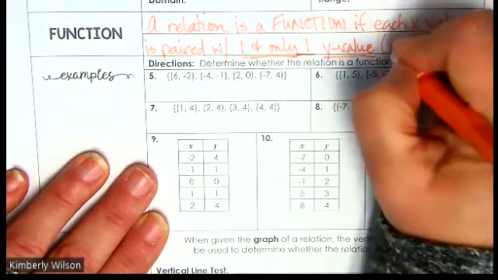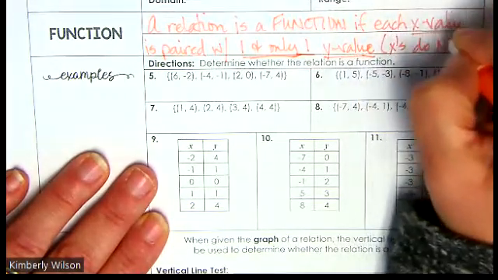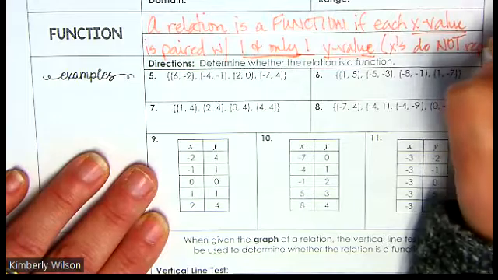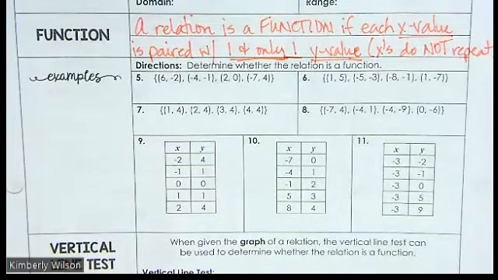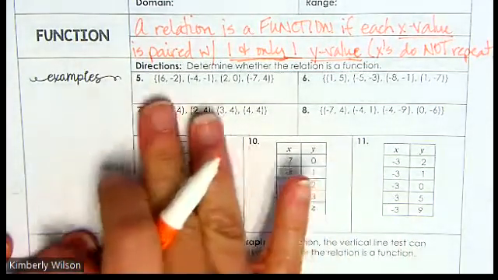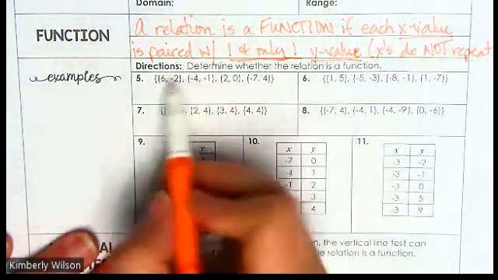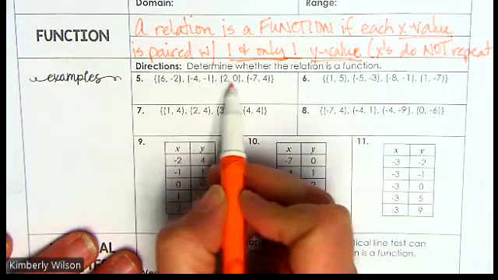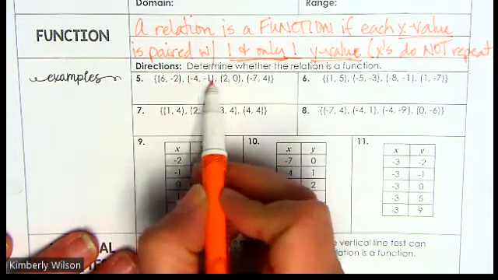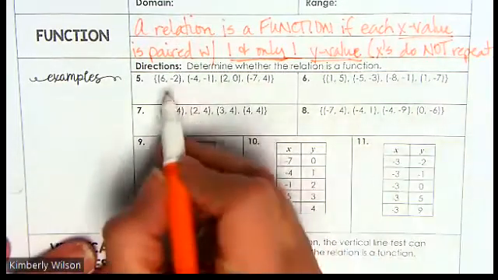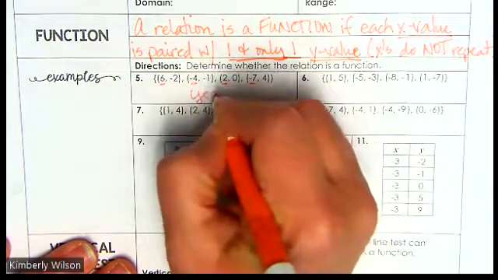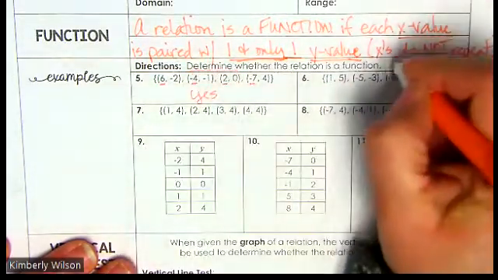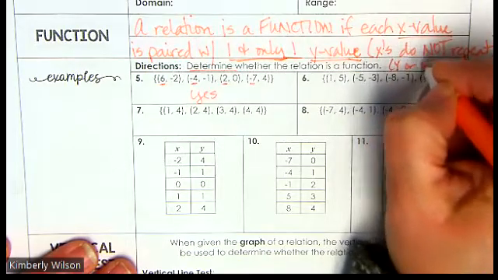That means x's do not repeat. The x's do not repeat. If the x's repeat, it is not a function. Okay, so let's look at a couple of examples. When I'm going through, you want to look at the x's. 6, -4, 2, -7. They're all different and they all have a different y value, but you're really looking at the x's. All the x's are different. So this is a yes because it wants me to determine. So that means I'm writing yes or no.